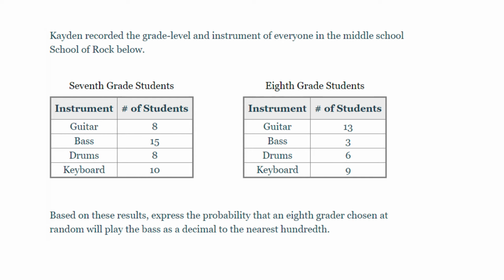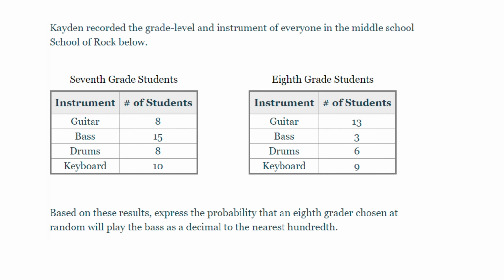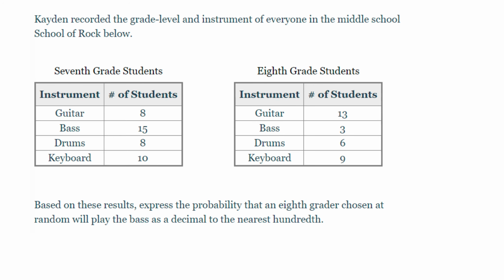All right. Statistics is as much of a reading skill as it is math in some points. It's important to understand what you're looking for, how we're going to read tables, and what the data is saying. So make sure you do read carefully. It says Caden records the grade level and instrument of everyone in middle school band. It says 7th grade students: we have guitars 8, bass 15. We won't go through all this data. We'll look at the data that matters to us, and we don't know what that is until we finish reading.